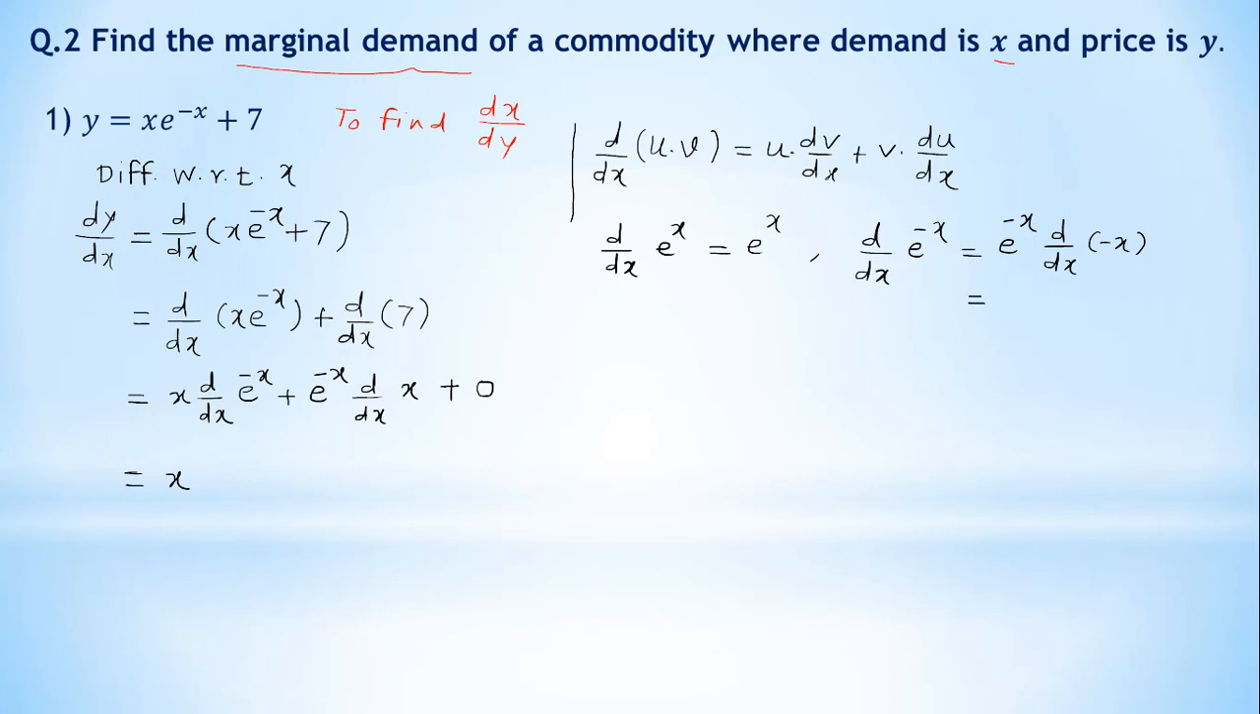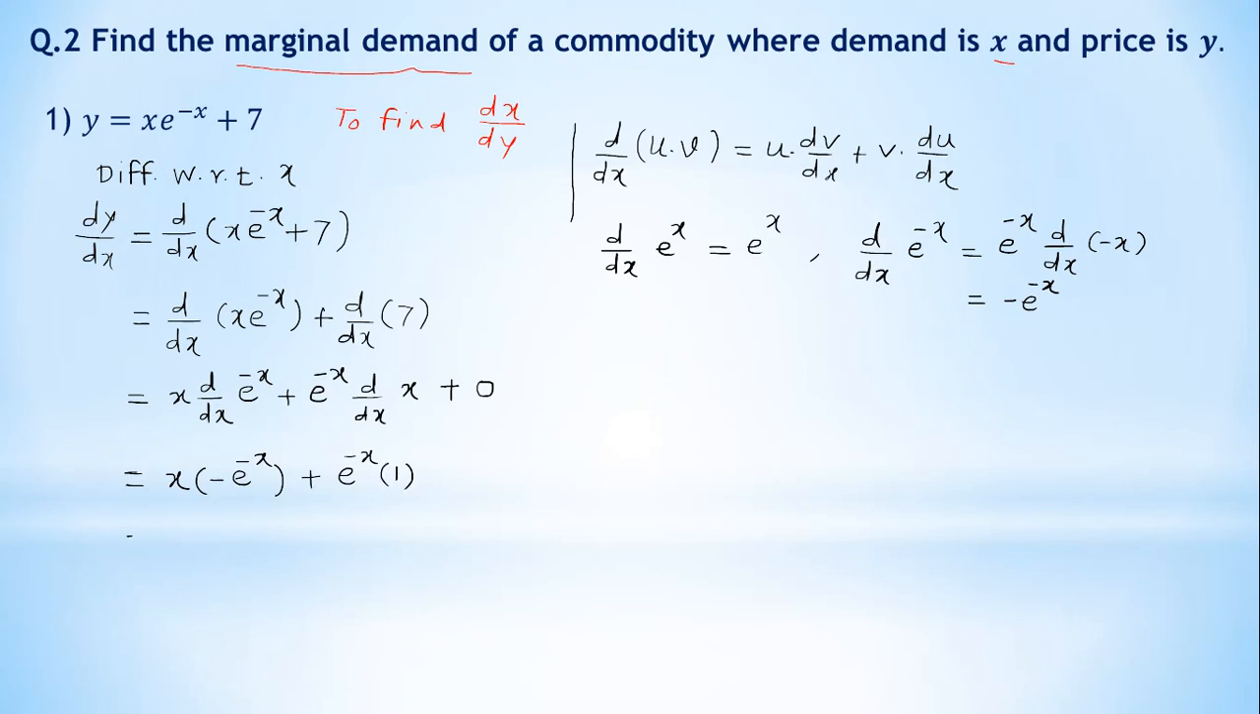Finally we get, see, the derivative of minus x is minus 1. So it is minus of e raised to minus x, and hence we get the derivative of e raised to minus x as minus e raised to minus x. So here I will write minus e raised to minus x. Remember it, here it is multiplication. So x into minus of e raised to minus x. Keep it in a bracket, plus, now e raised to minus x as it is into the derivative of x, which is 1.